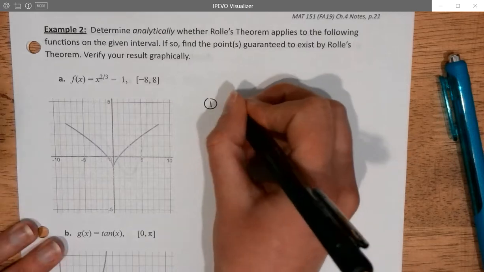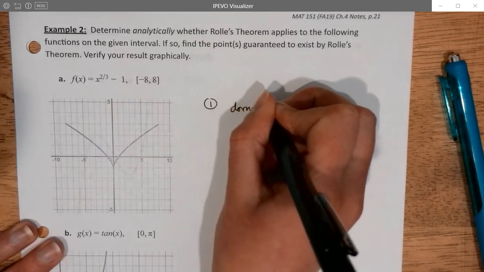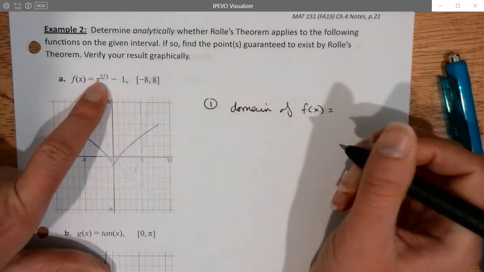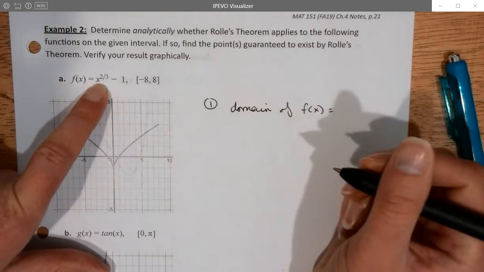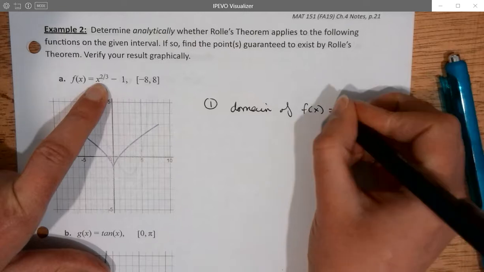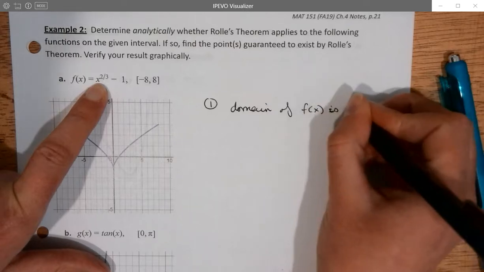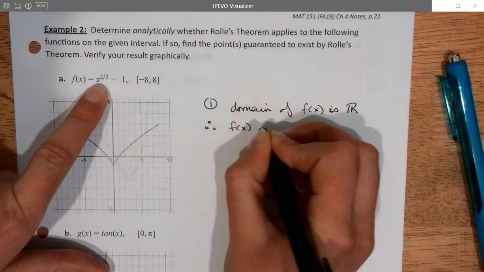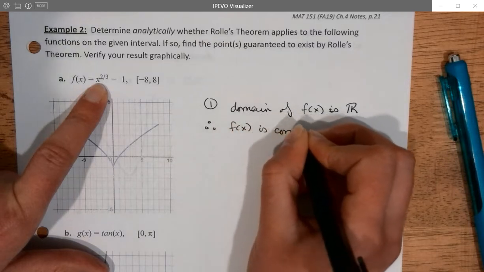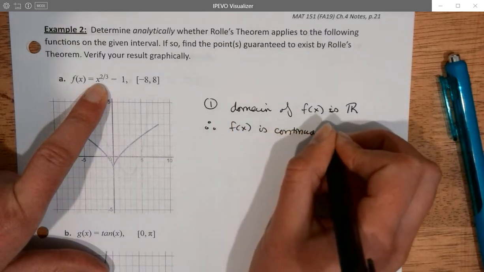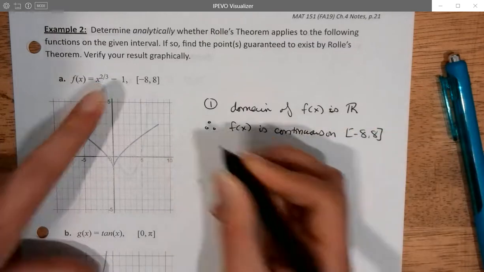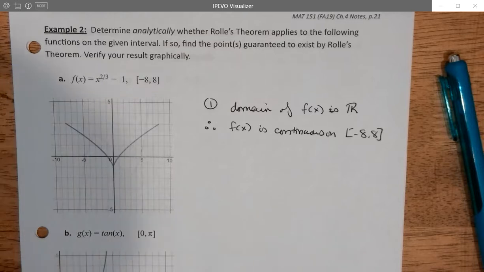For condition 1, we can say that the domain of f of x is any number can be cube rooted or squared. So the domain of f of x is all real numbers. Therefore, f of x is continuous on negative 8 to 8. Okay, that's the first condition. We need to state that we are continuous and what our reason is.